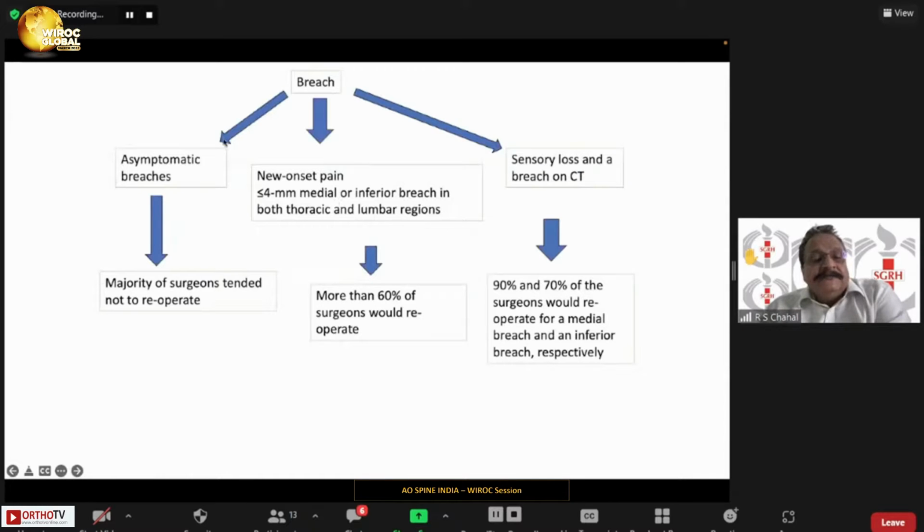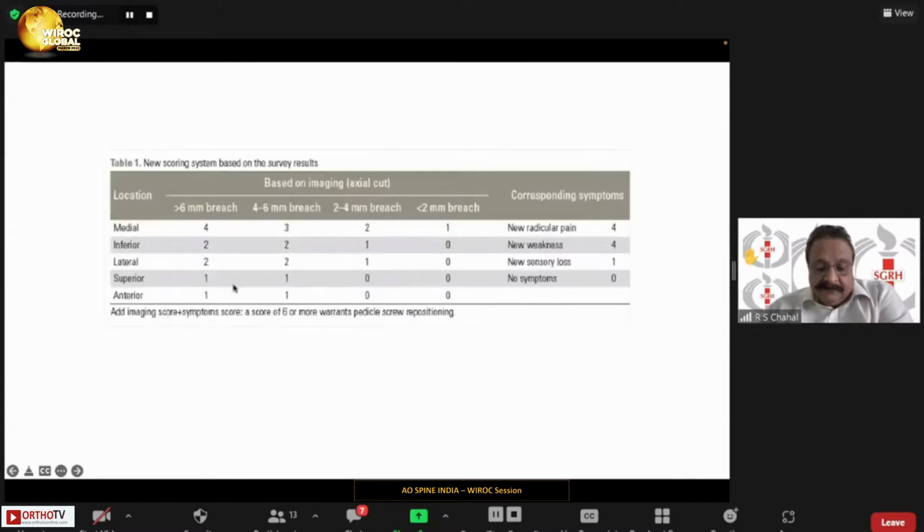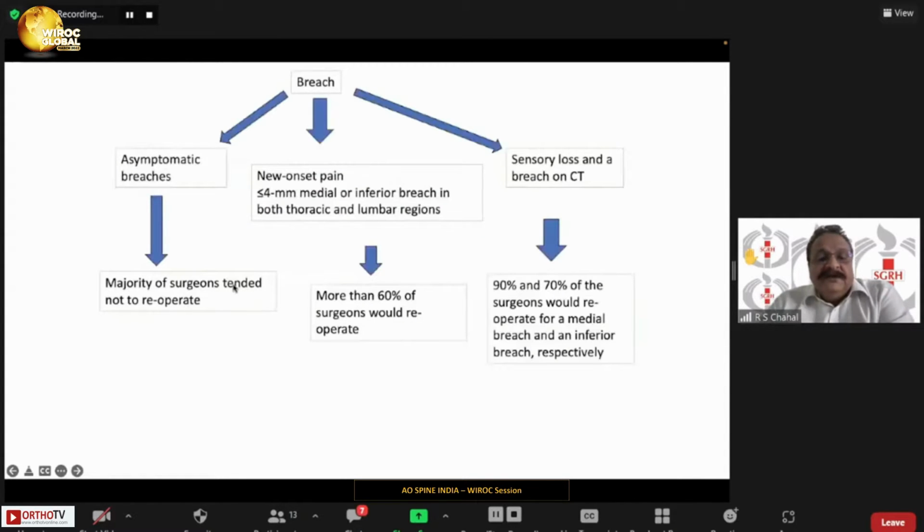They looked at breaches that were asymptomatic, and most of the surgeons tended not to reoperate. If there is a new onset of pain and less than 4 millimeter of medial and inferior breach in both thoracic and lumbar, 60% of the surgeons said they would reoperate. If there was a breach with sensory loss and a breach on a CT, 90% of surgeons would operate for a medial breach and 70% would operate for an inferior breach.